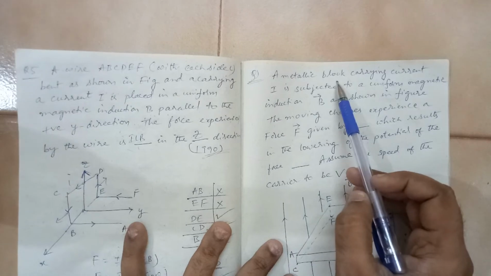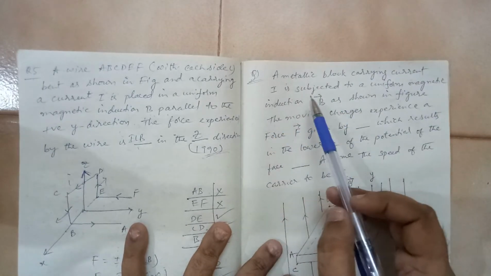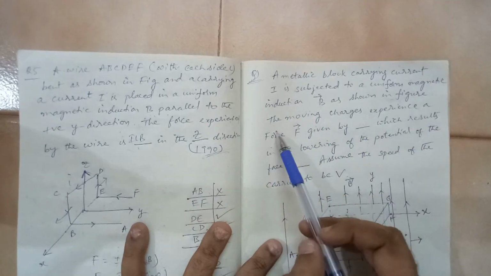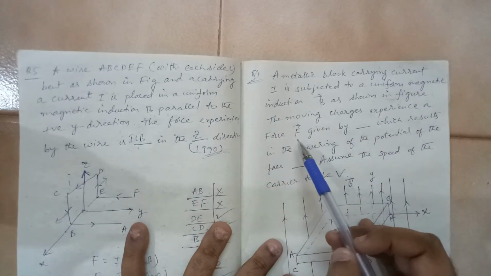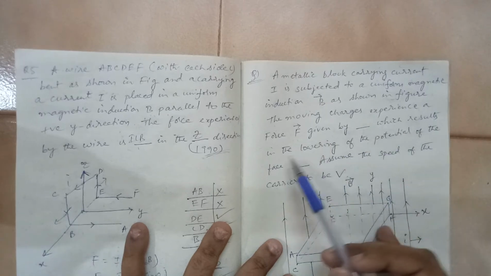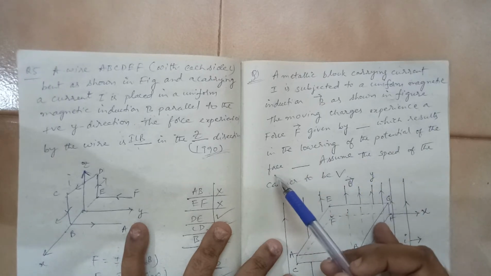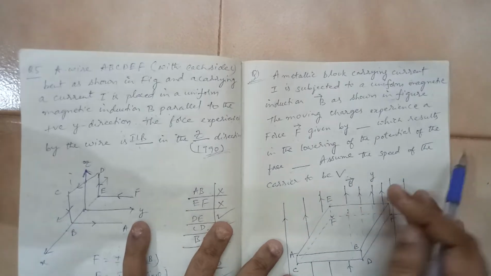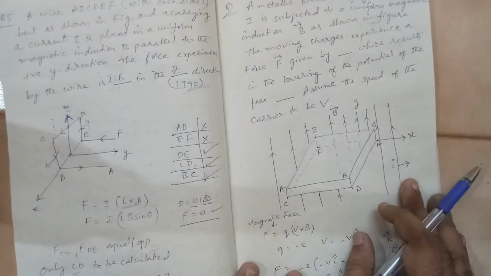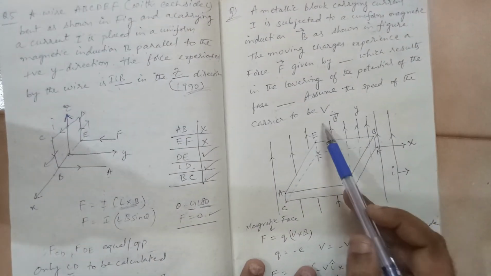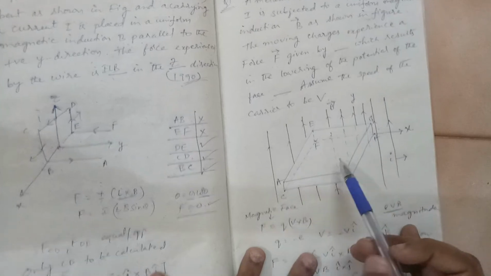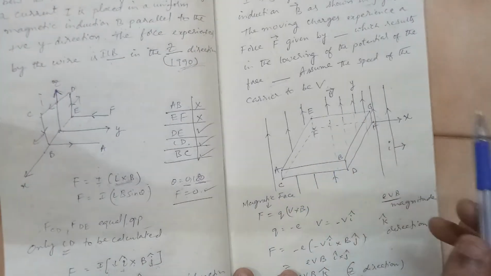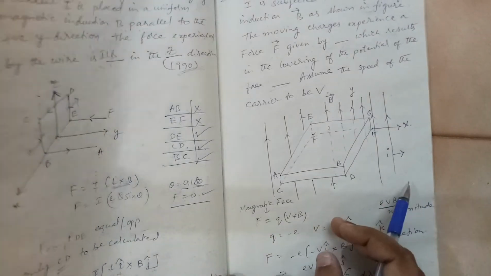A metallic block carrying current I is subjected to a uniform magnetic induction B as shown in the figure. The moving charges experience a force F given by dash, which results in the lowering of the potential of the phase dash. Assume the speed of the carrier to be V. So they have given a diagram. Basically what they have done is there is a strong magnetic field in the Y direction and they have placed a block. Okay, this is the block. A, B, C, D, E, F, G, H is the block. You can call it a cuboid.